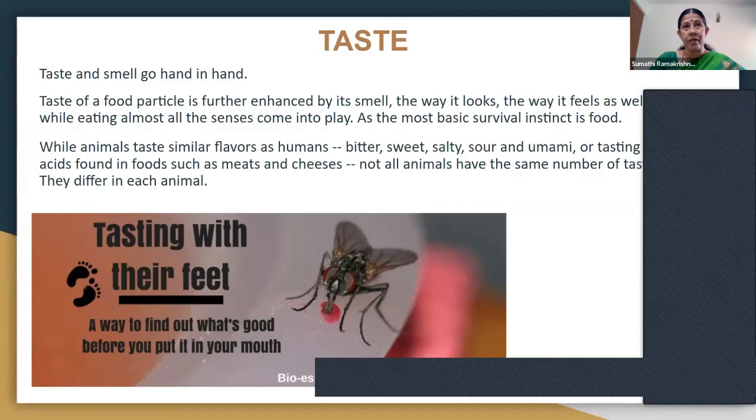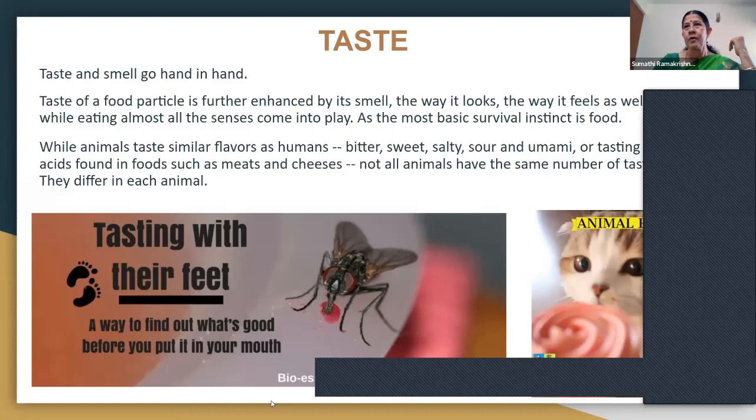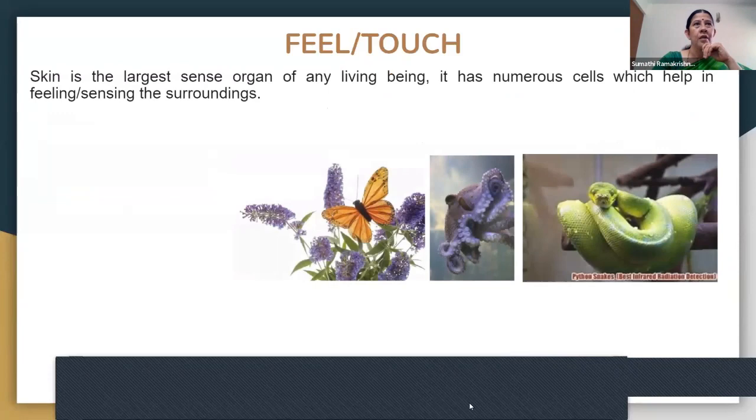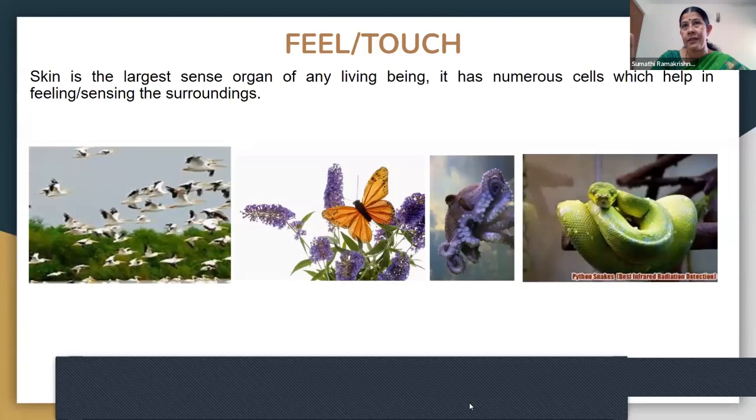Though they are domestic, we don't feed everything to all. See, a way to find out what's good before you put it in your mouth. See, they taste with their feet. This one. Cats cannot taste sweets. Again, a fact. Skin is the largest sense organ of any living being. It has numerous cells which help in feeling, sensing the surroundings.